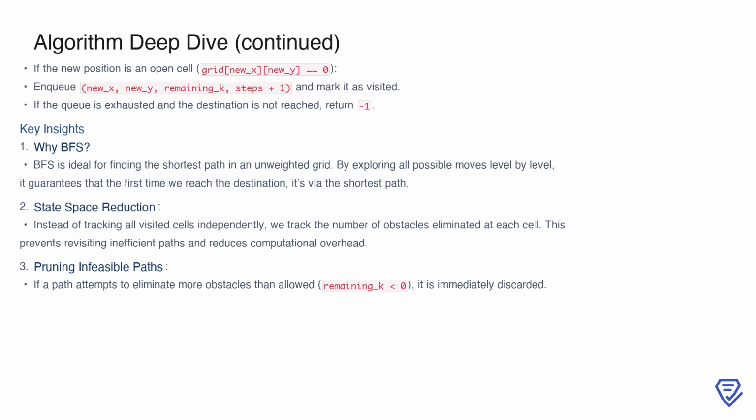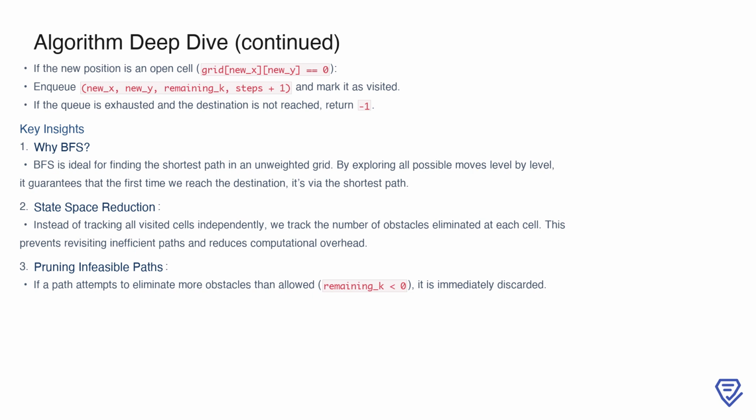Once all possible moves have been explored and the queue is exhausted, if we haven't reached the destination, we return -1 to indicate that the destination is unreachable. There are some key insights behind this approach. First, BFS is well suited for finding the shortest path in an unweighted grid because it explores all paths level by level, guaranteeing that the first time we reach the destination, it's via the shortest path.